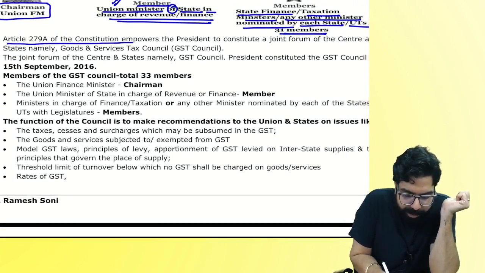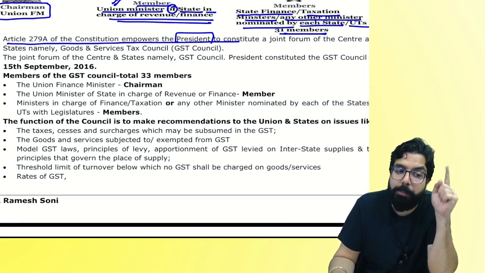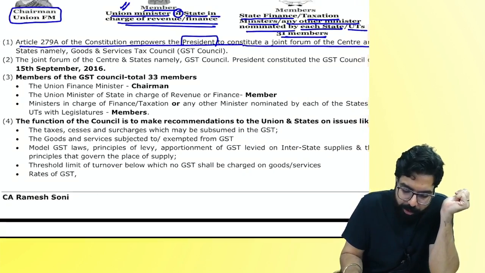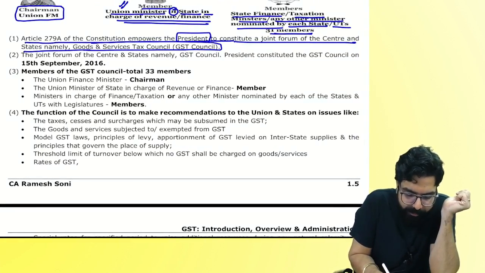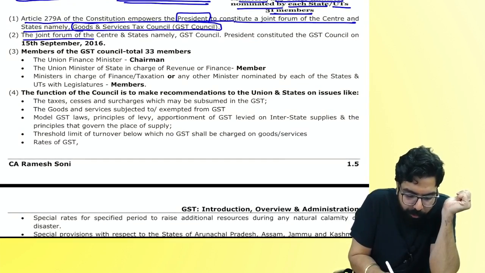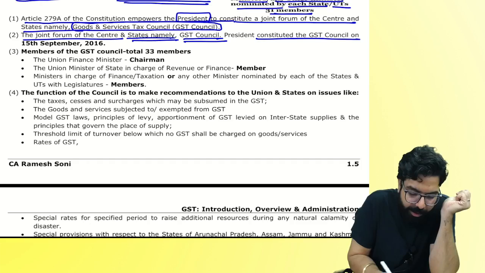Article number 279A of the Constitution empowers the President. Who constituted the GST Council? President. To constitute a joint forum of center and state. The name of the joint forum is GST Council. The joint forum of the center and state is known as the GST Council, and it was constituted on which date, everyone? 15th of September.